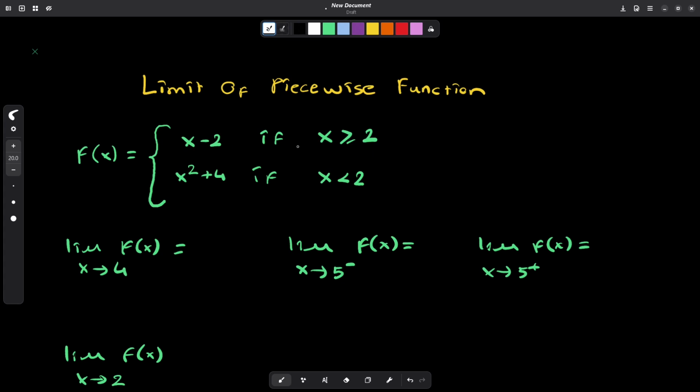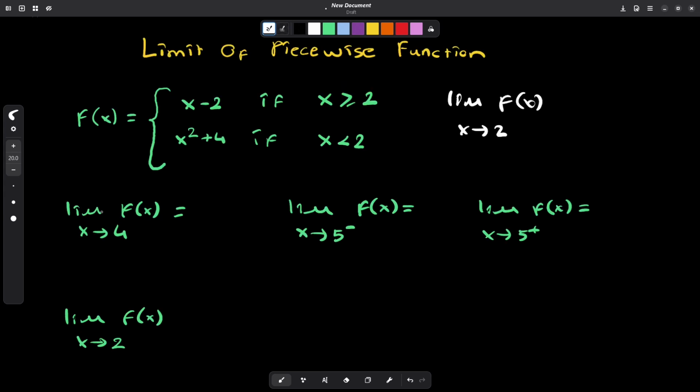For example, for this piecewise function, the rule changes at the point 2. So therefore, if I want to evaluate the limit of f(x) as x approaches 2, I have to check this limit from left and right to see if those limits are equal. For any other point, for example, the limit of f(x) as x approaches 4, you can just use the right rule. 4 is greater than 2, 4 minus 2 is 2.